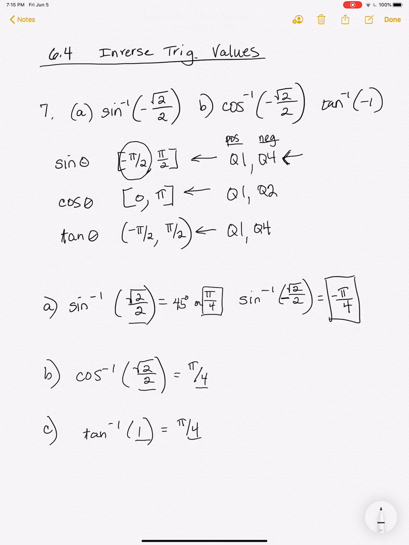All right, the same thing with tangent. So I'm looking for the tangent, the inverse tangent of negative 1. Well, the inverse tangent of 1 is pi over 4. And remember my inverse restrictions. So I'm going to go the opposite direction because I need it to be negative, and so that's going to be negative pi over 4.